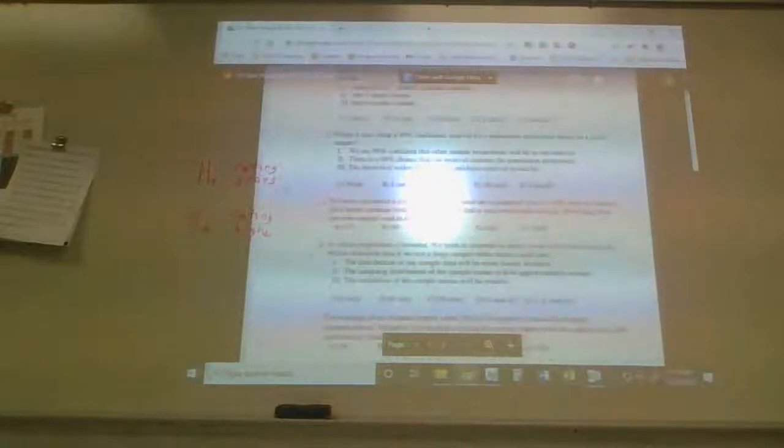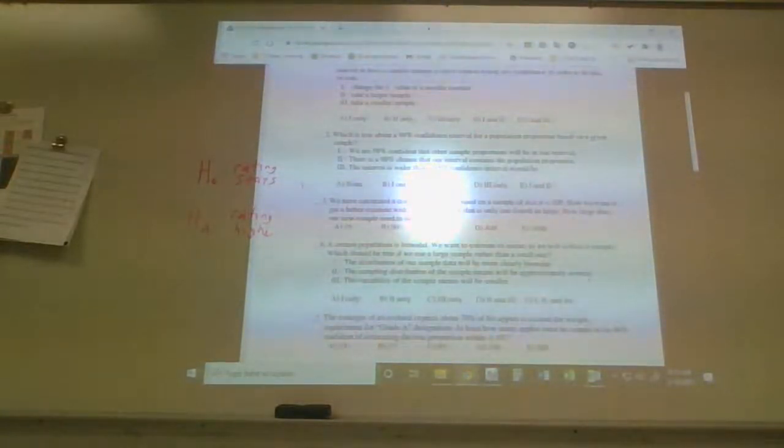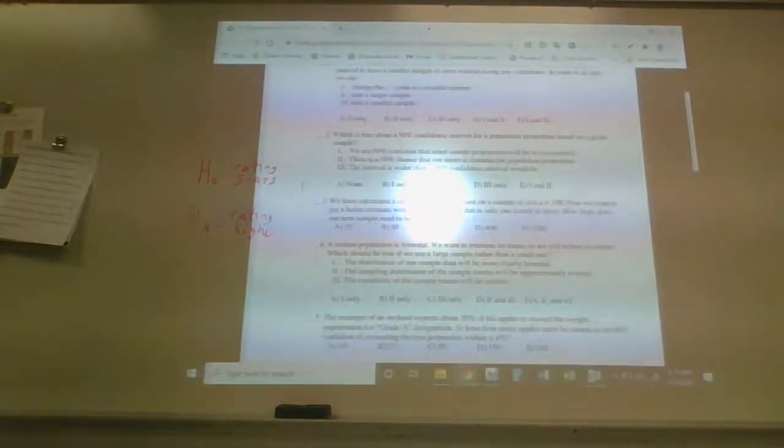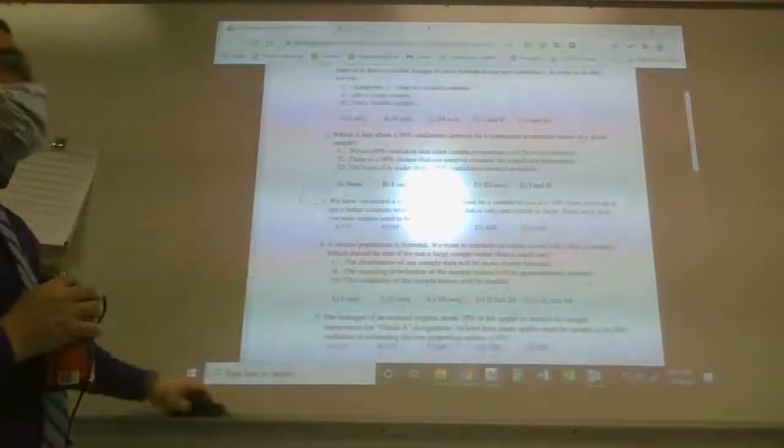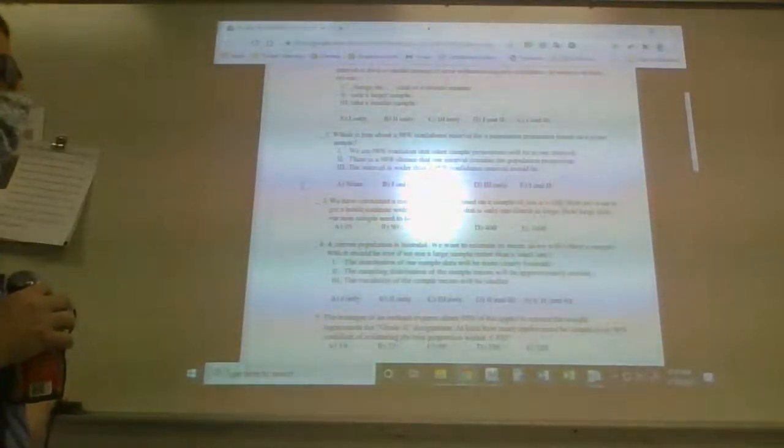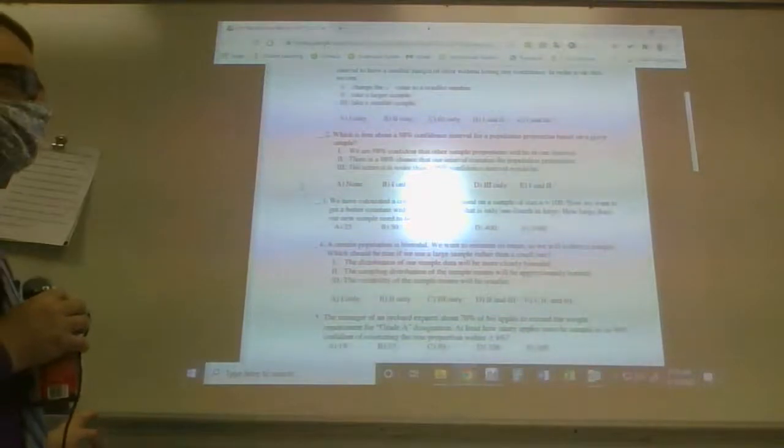We'll wrap up with number 3. Do we have time for number 3? All right, we'll see what happens. I don't know, because I may have to do a calculation for number 3. We have calculated a confidence interval based on a sample size of 100. Now, we want to get a better estimate with a margin of error that is only 1/4 as large.